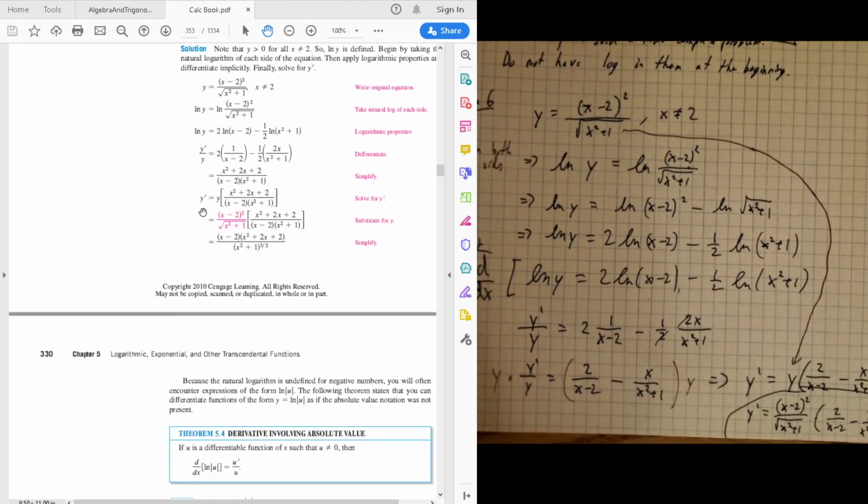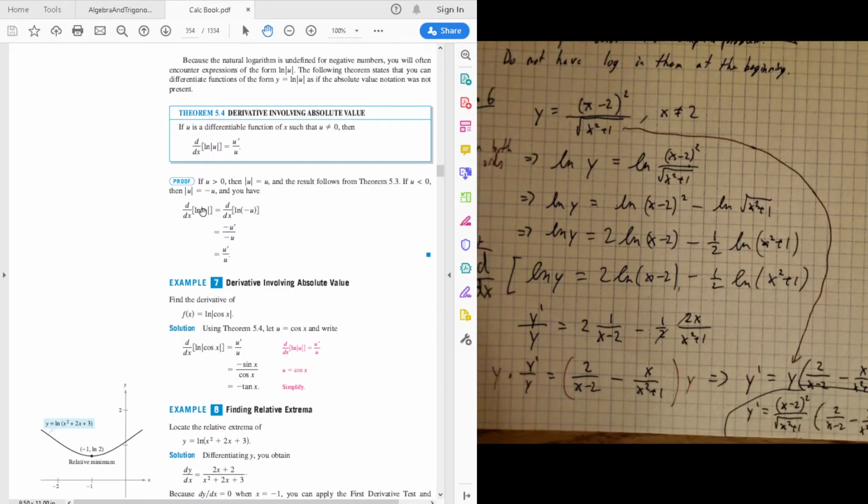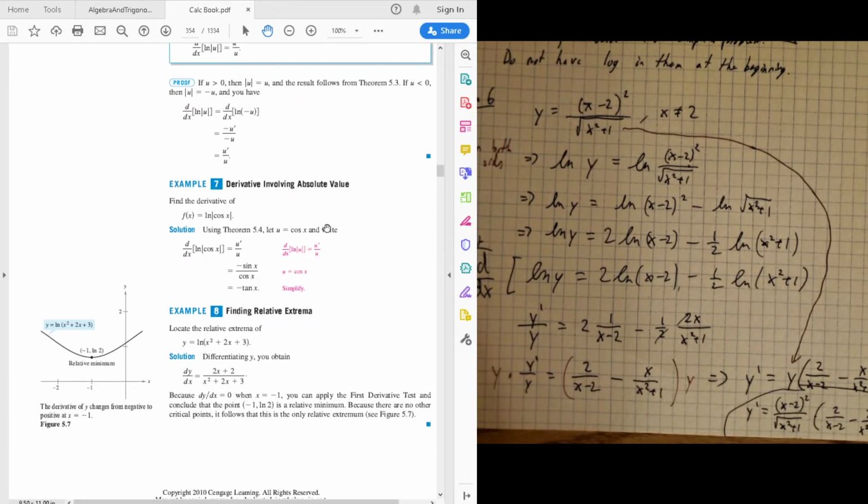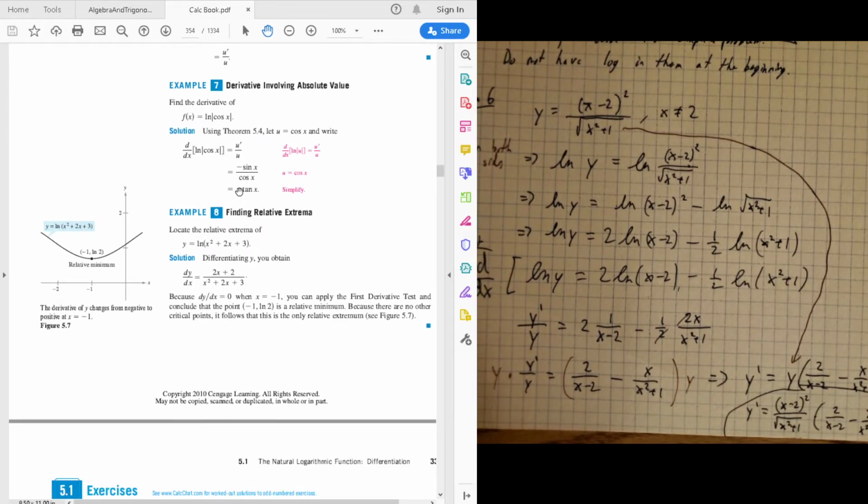To finish, there's one last rule to talk about. It's right here. It states that if u is a differentiable function and u does not equal 0, then essentially the absolute value doesn't matter. And so if you look here, if we have the natural log of cosine, then we just let our u equal cosine. And so we get negative sine over cosine, which becomes negative tangent using properties. And so this is really helpful.